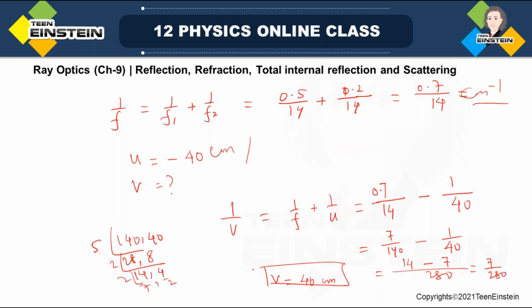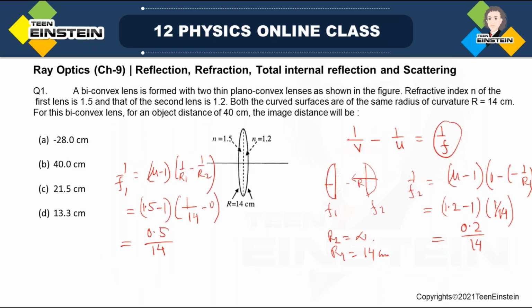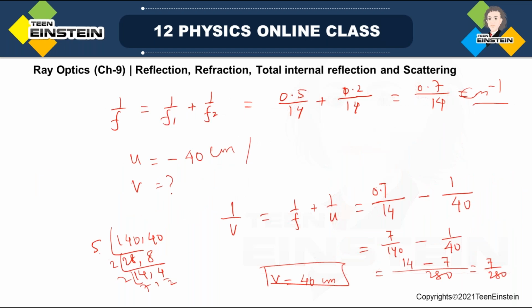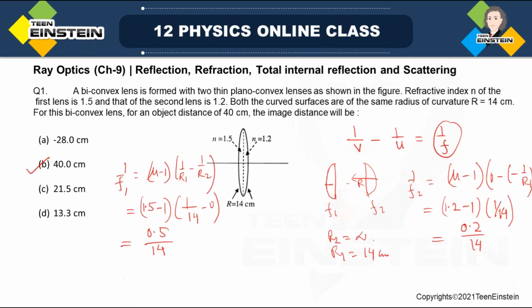So this option B will be the correct answer for this question. Okay, so this is the answer. So we'll go to the next question. And this will be in this side, with positive sign. Since we have got positive sign, v is 40 centimeters, so the answer is this one. Option B will be the correct answer for this question.